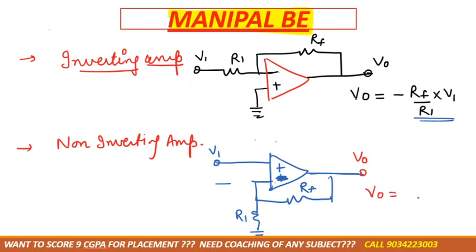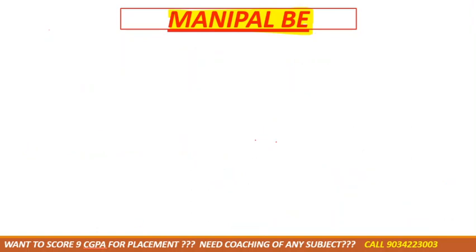In this case, the V0 formula is 1 plus RF by R1 times V1, where V1 is the input voltage, RF is the feedback resistance, and R1 is the input resistance. Got it?